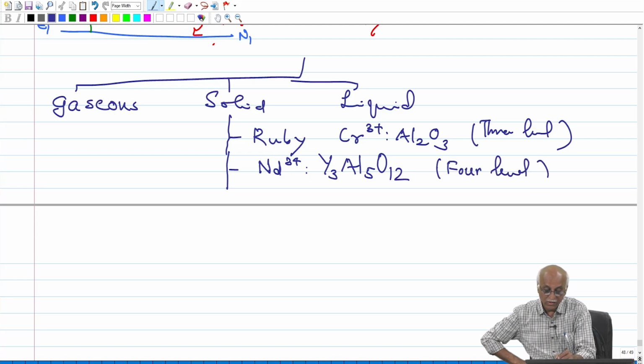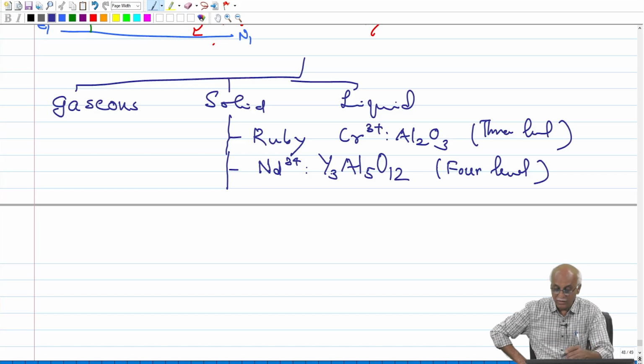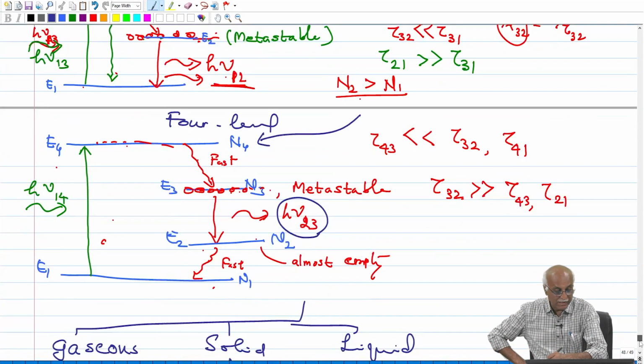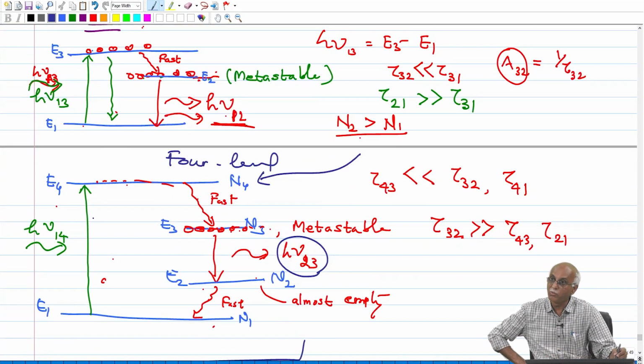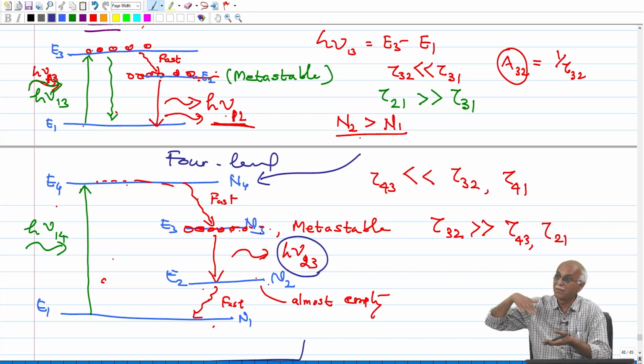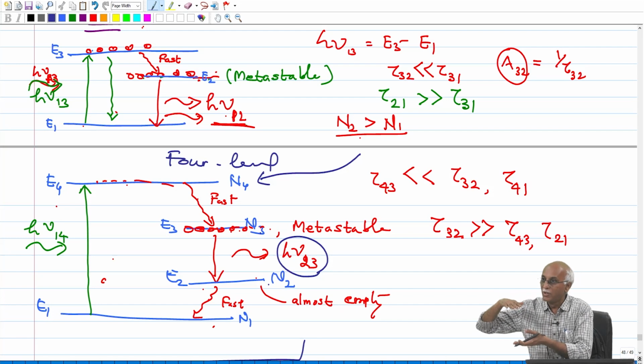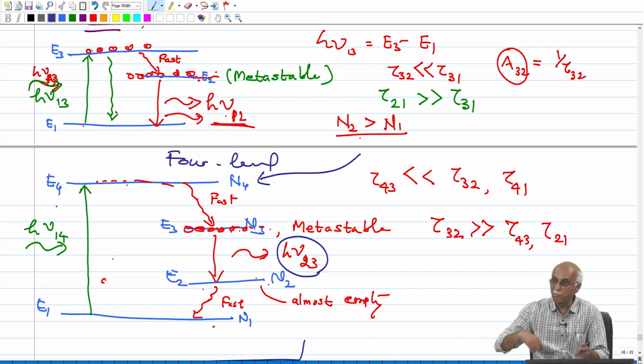And since you know that in a 4 level system your pumping need not be very harsh, pumping can be small, still population inversion can easily be achieved between level 3 and level 2, because both of them are above the ground level, both are theoretically almost empty before pumping. Once you start pumping, level 3 over here will become populated with a population larger than level 2, with a very small amount of pumping also.